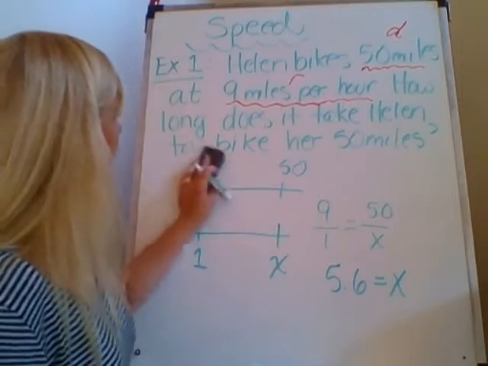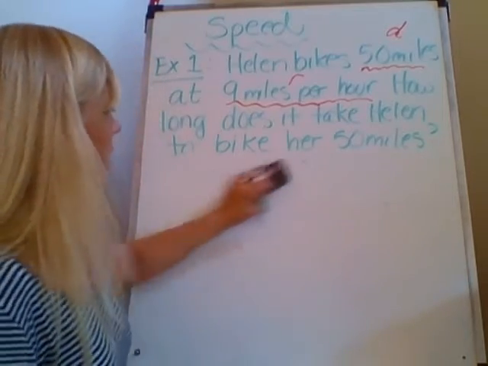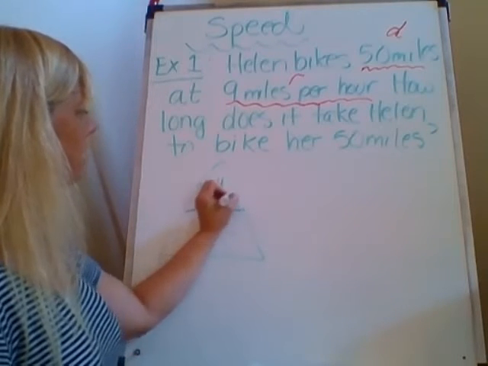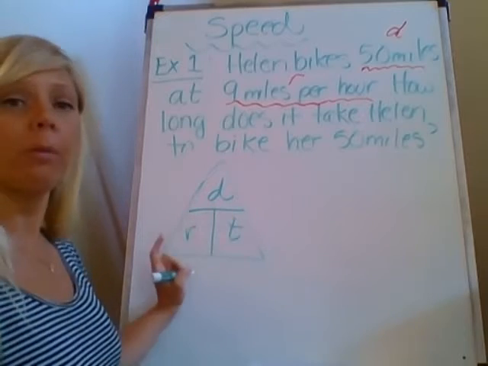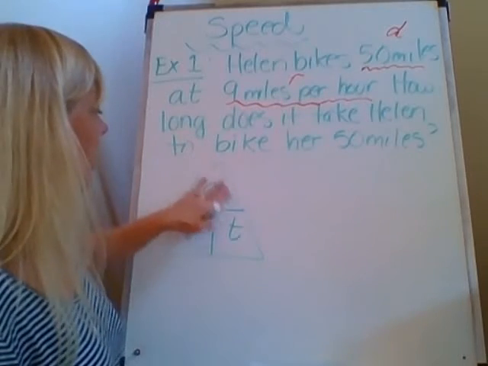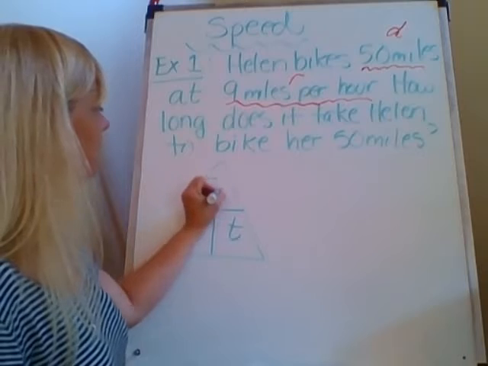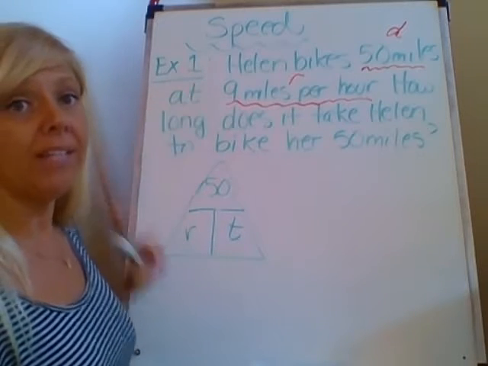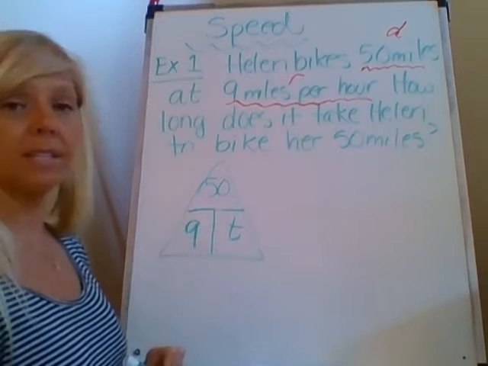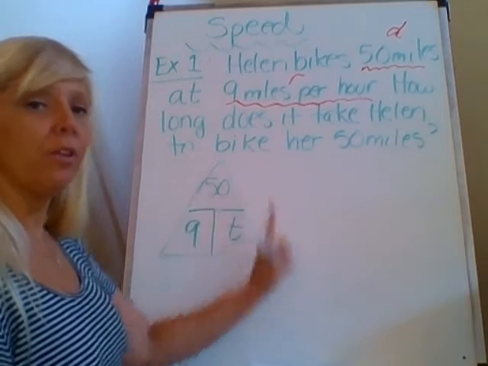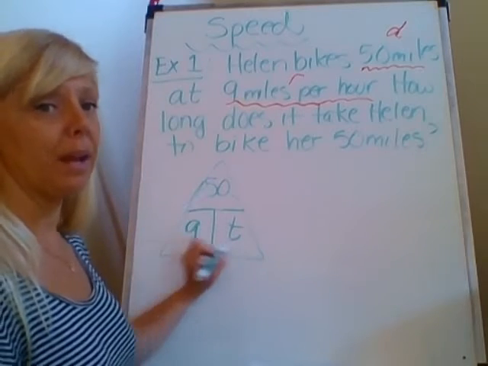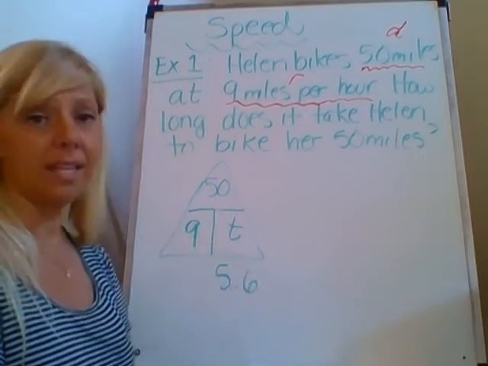To use the pyramid, remember the pyramid is, and I'll draw it over here, distance is going to be divided by rate or time, or I'm going to multiply time and rate. So I do know my distance. My distance is 50. So I'm going to put 50 in there. I know that my rate is 9 miles per hour. So I'm going to put in my 9 for my rate. And then I need to solve for my t. Using the pyramid model, 50 divided by 9 will give me t. And 50 divided by 9 will end up giving me 5 6/10 again.